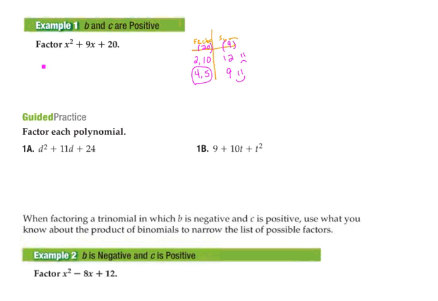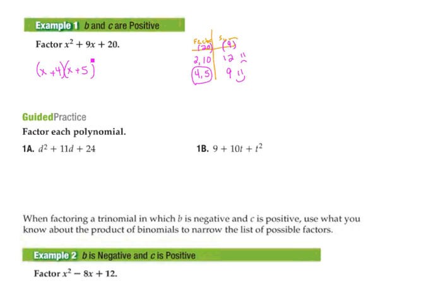So when we set up our factors, we know that we are going to have two binomials. We know the first term is going to be x. We know the second term is always going to be these two numbers here. That is a positive 4 and a positive 5.